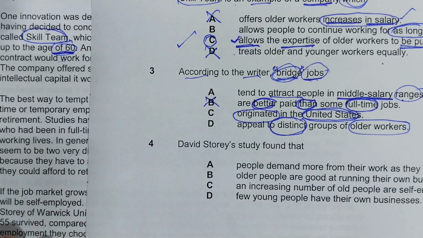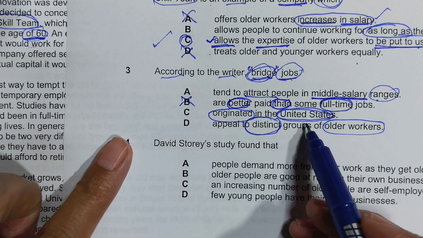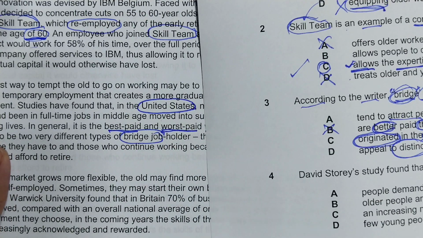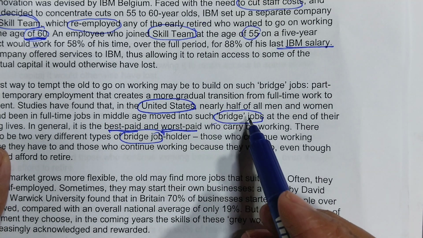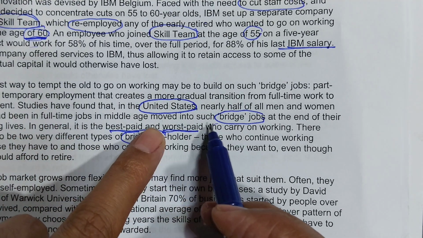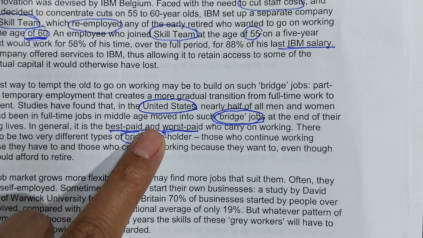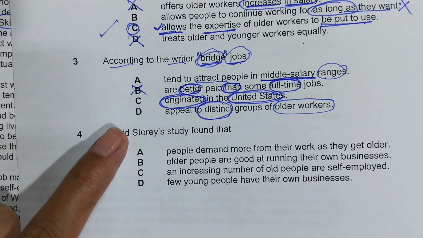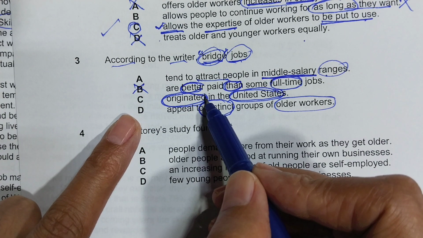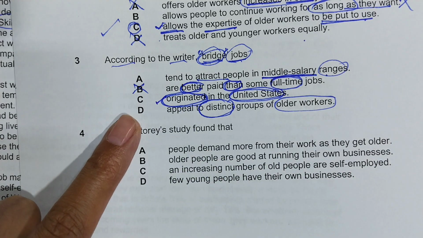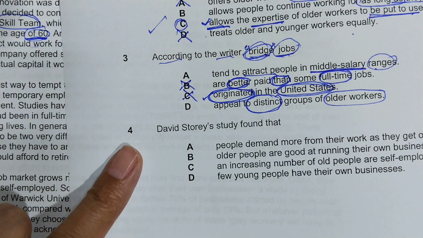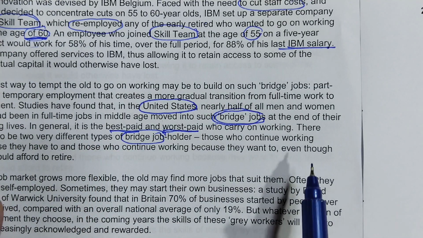So let's now read our answer again. Option C, originated in the US. Here they are talking about originated. Originated means to start from, but here they are not talking about the start. They are saying in the US, nearly half of all men and women who had been in full-time jobs in middle age moved into such bridge jobs. They are moving into such bridge jobs in the US, but this job is not originated in the US. So you need to be very careful with these types of things. Here they are asking about originated, but here they are telling about moving. So this is also not the option for our answer. Now we will move towards the next.